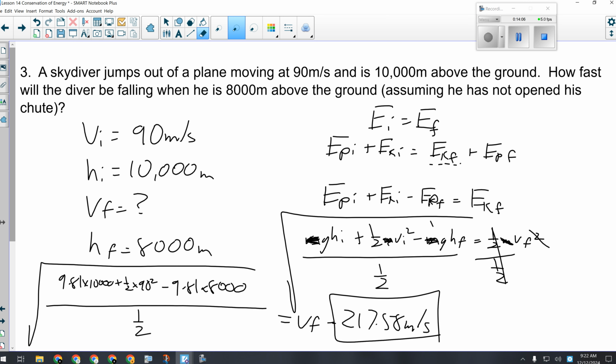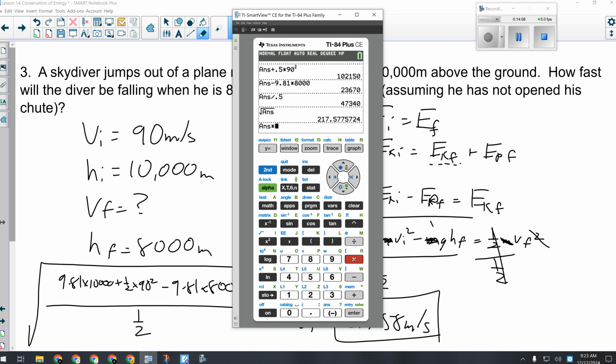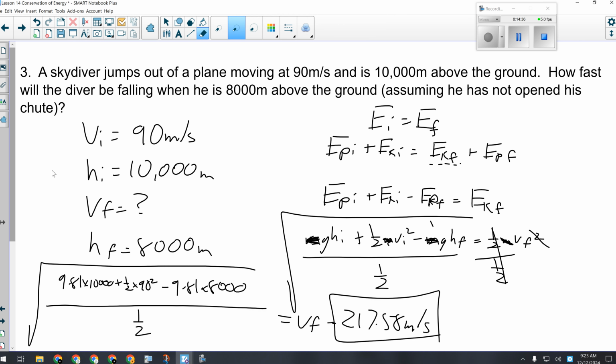217 meters per second would be 783 kilometers per hour. Pretty fast. Now, it's not speed of sound fast. Speed of sound at 0 degrees Celsius is 332 meters per second. So they're not into the sound barrier or anything yet. But they're certainly going pretty fast.